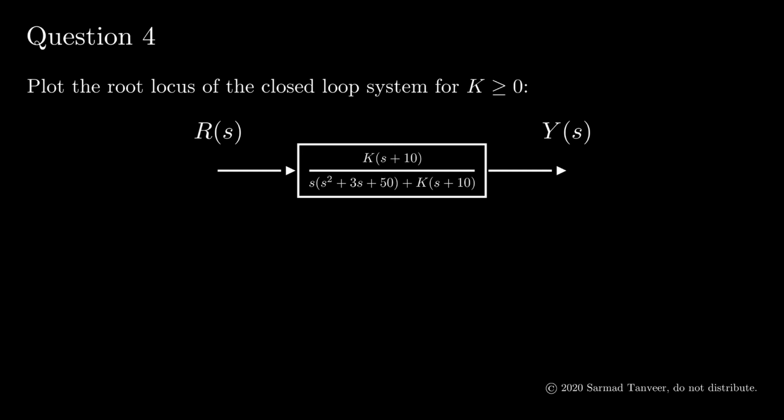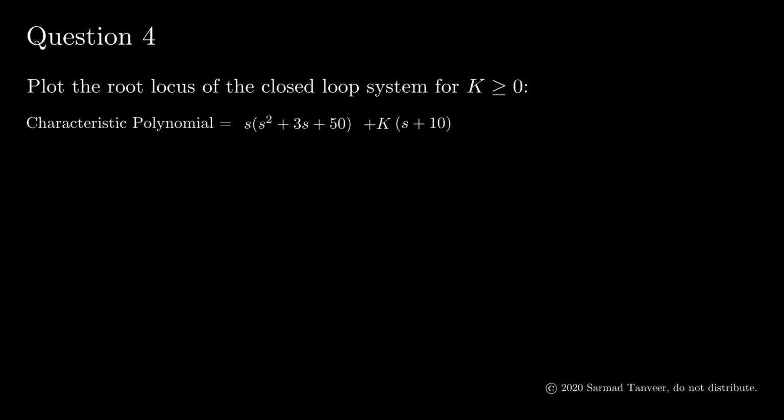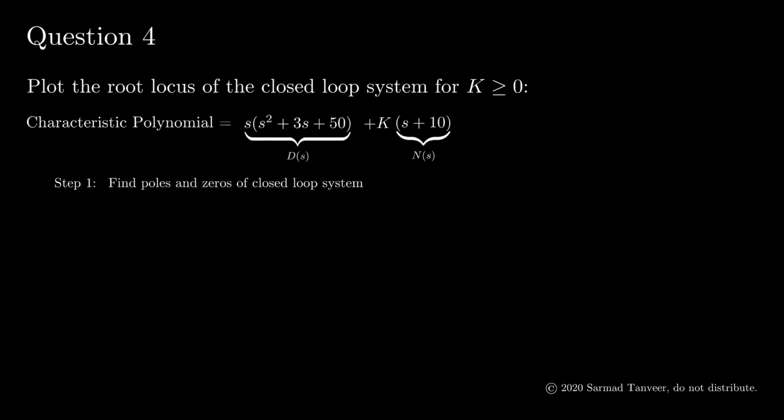From this, we can obtain our characteristic polynomial, which is simply the denominator of our transfer function, where we have d of s, the denominator of the open loop, or any expression not related to k in the equation, and n of s, the numerator of the open loop, or any expression directly multiplied by k in the equation. Step 1 involves finding poles and zeros of the closed loop system.